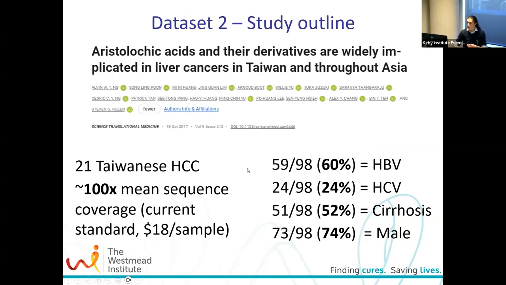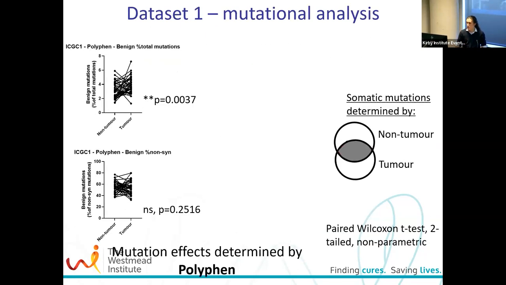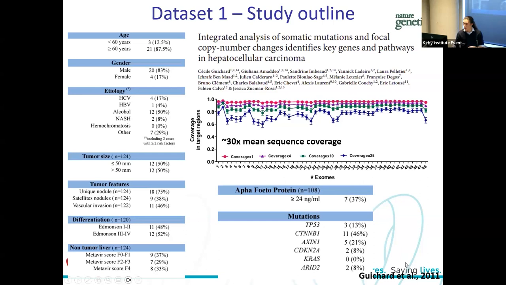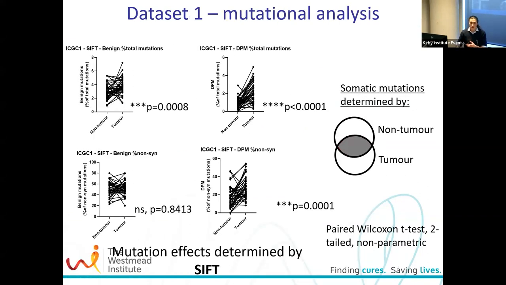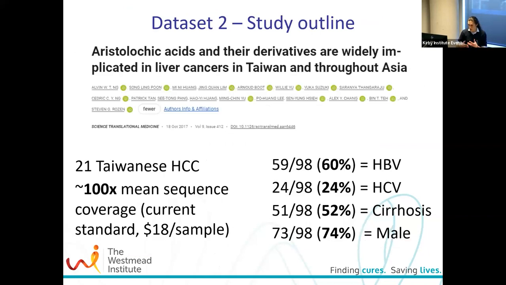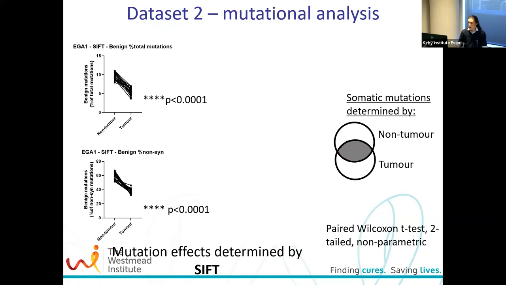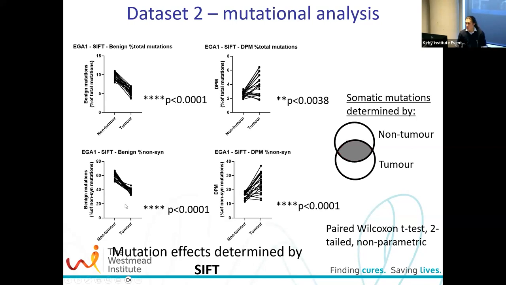When we looked at more recent data, this data set was generated in 2011, and sequencing hardware has progressed quite a lot since then. So we have here 100 times mean sequence coverage in a Taiwanese group, whereas that past one was French. Again, different etiologies, and here the difference was even more stark. The number of benign mutations really decreased in tumor and DPMs really increased in the tumor.